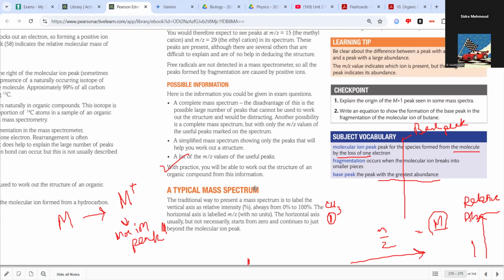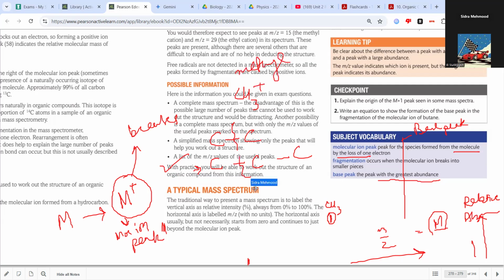Fragmentation is when the molecule breaks up, like I've told you about ethane and propane. Ethane has one C-C bond and propane has two. Ethane is only going to form the methyl cation. And when propane is breaking up, it can form methyl as well as ethyl ions. So you will see two types of peaks within the spectrum for propane, and for ethane you will see only one type of peak. It depends on how long the chain is, and then you will get the idea of how many peaks you will get out of it. Okay, next page.